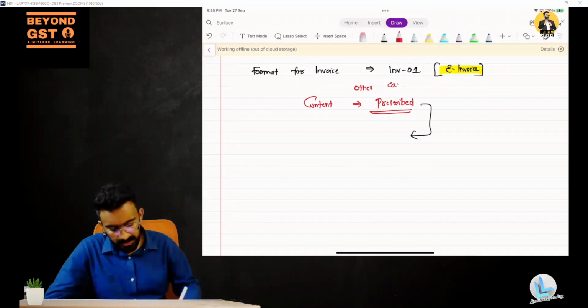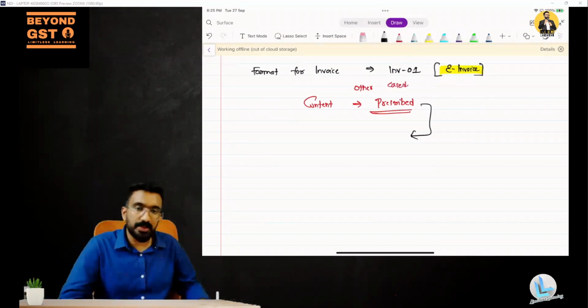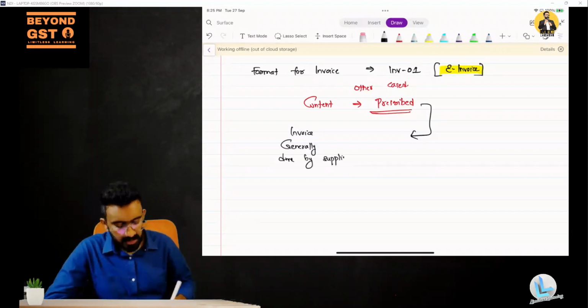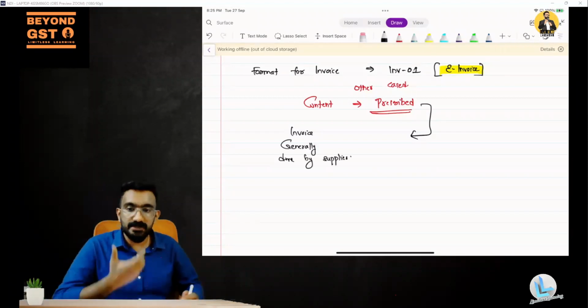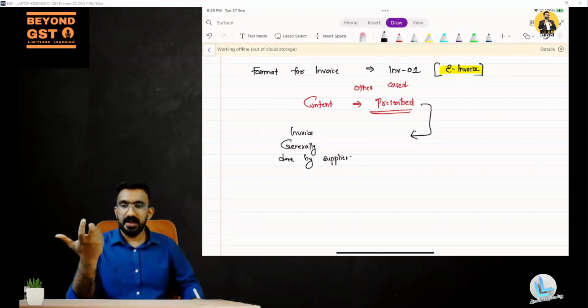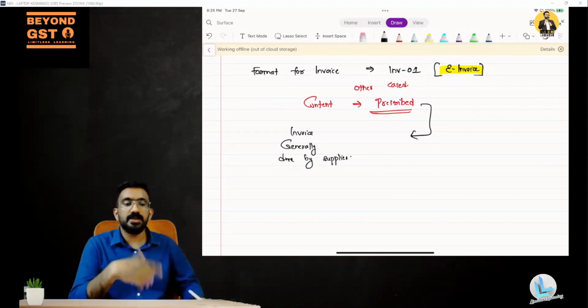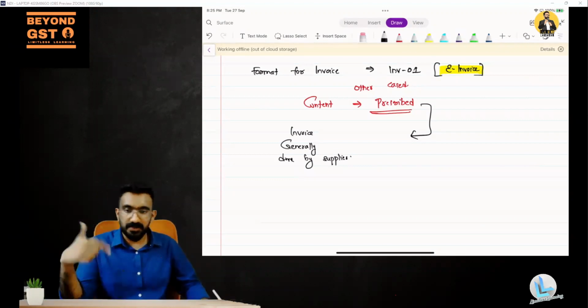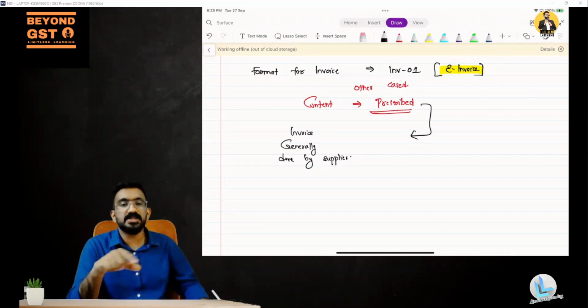Now, whenever there is content that is given, who will prepare the invoice? Invoice is generally prepared by the supplier, right? Now, the supplier prepares the invoice, he misses out the details. And who will be in trouble? The recipient, because he is not able to take ITC. Now, the problem is of the supplier and the consequence is on the recipient. Now, recipient is in trouble.